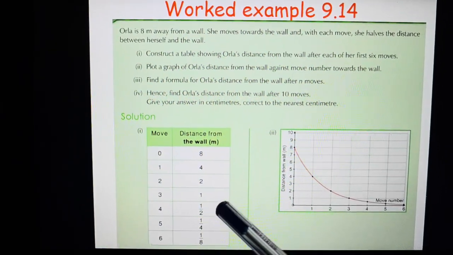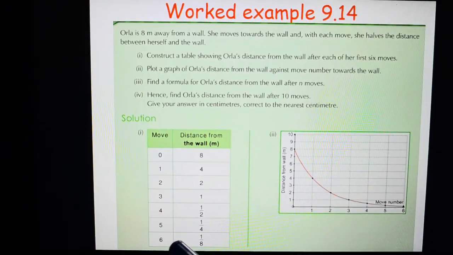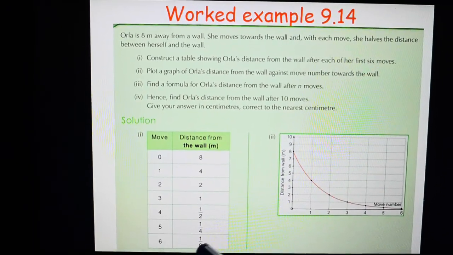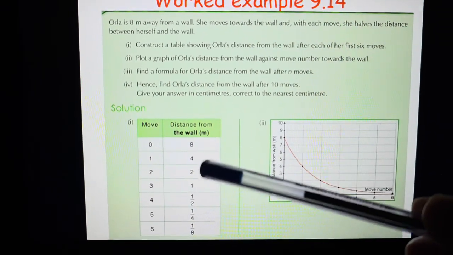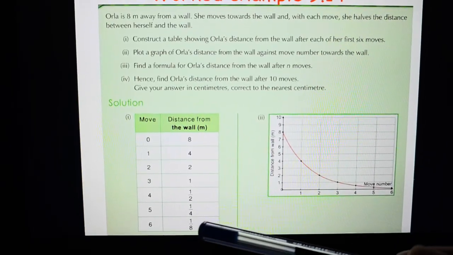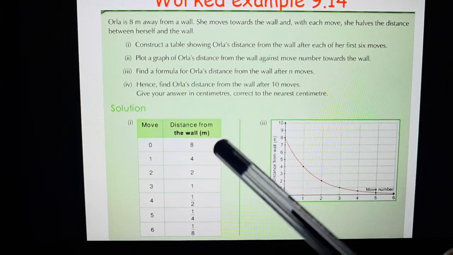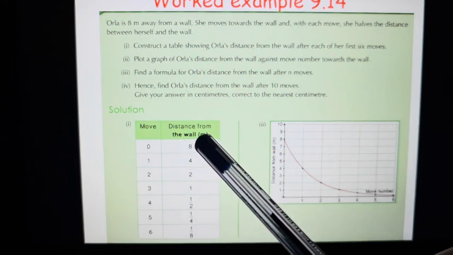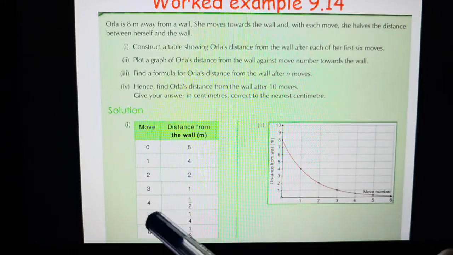Her fifth step, half of a half is a quarter. Her sixth step, half of a quarter is 1/8. They're all in meters. You can write the fractions as decimals if you want. They are her distances from the wall after she takes each step.